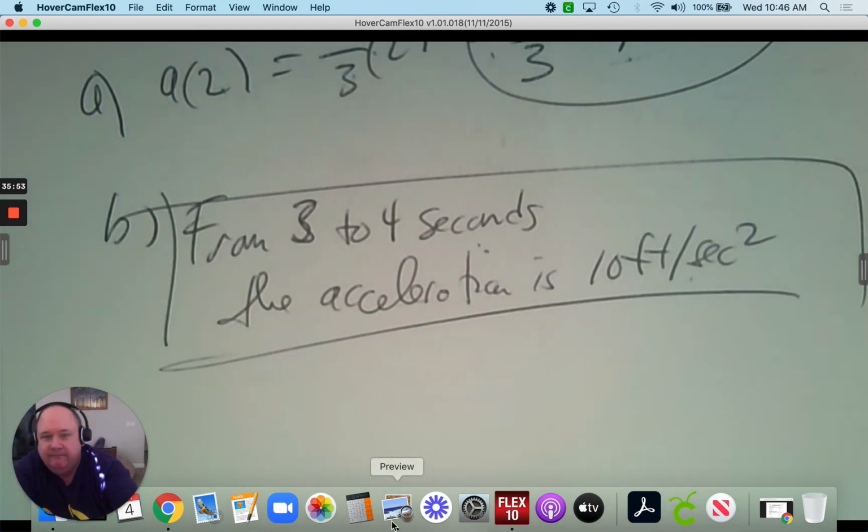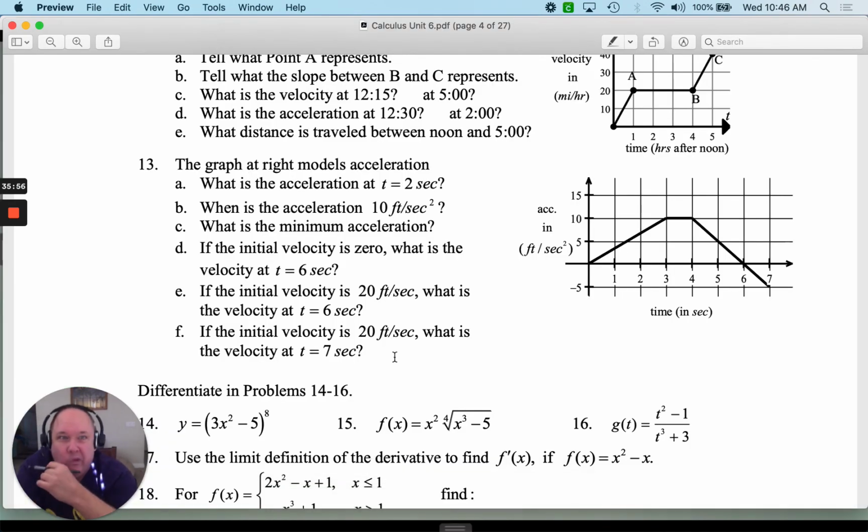C. In part C, what is the minimum acceleration? Way down here, right? -5 feet per second squared. So you're slowing down.